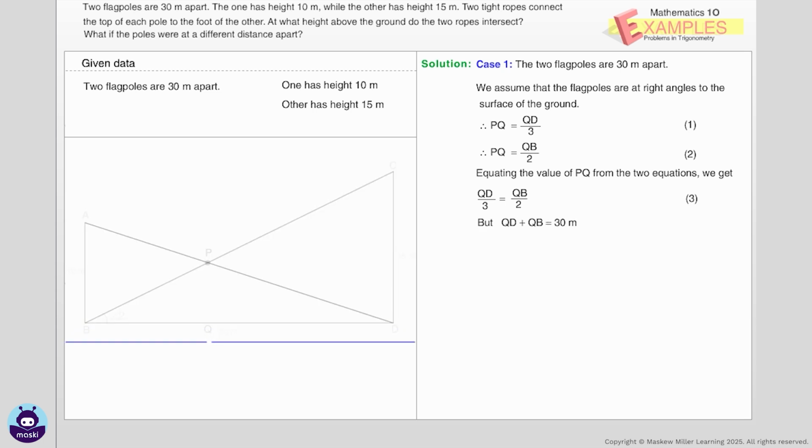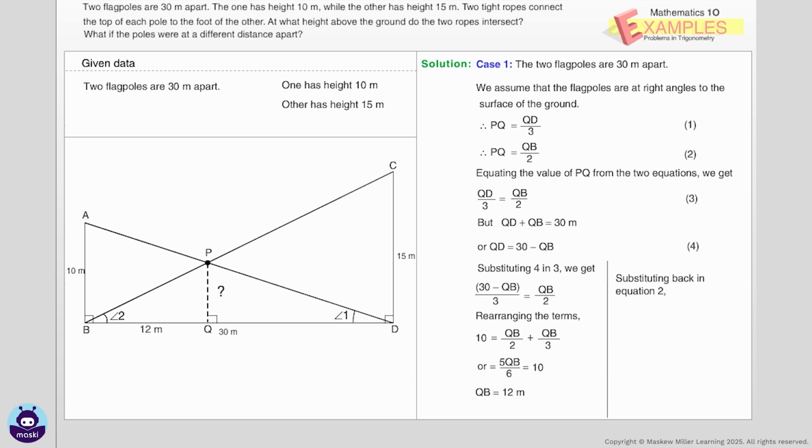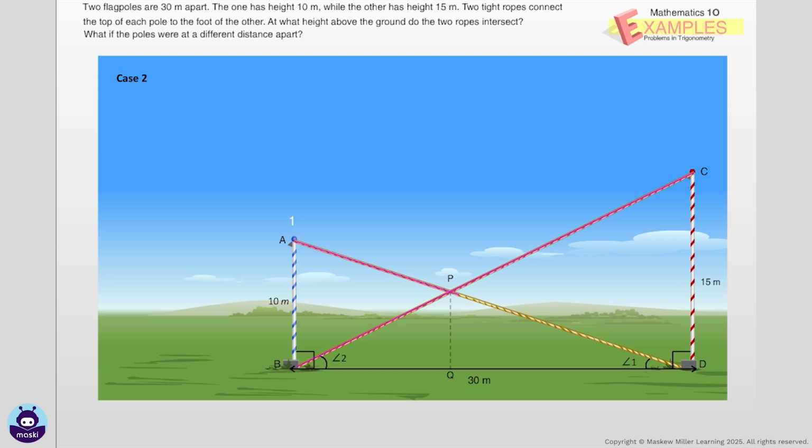But QD plus QB equals 30 meters, or QD equals 30 minus QB, equation 4. Substituting 4 in 3, we get (30 minus QB) over 3 equals QB over 2. Rearranging the terms, 10 equals QB over 2 plus QB over 3, or 5 QB over 6 equals 10. QB equals 12 meters. Substituting back in equation 2, PQ equals QB over 2 equals 12 over 2 equals 6 meters. The two flagpoles could also be at a different distance apart.